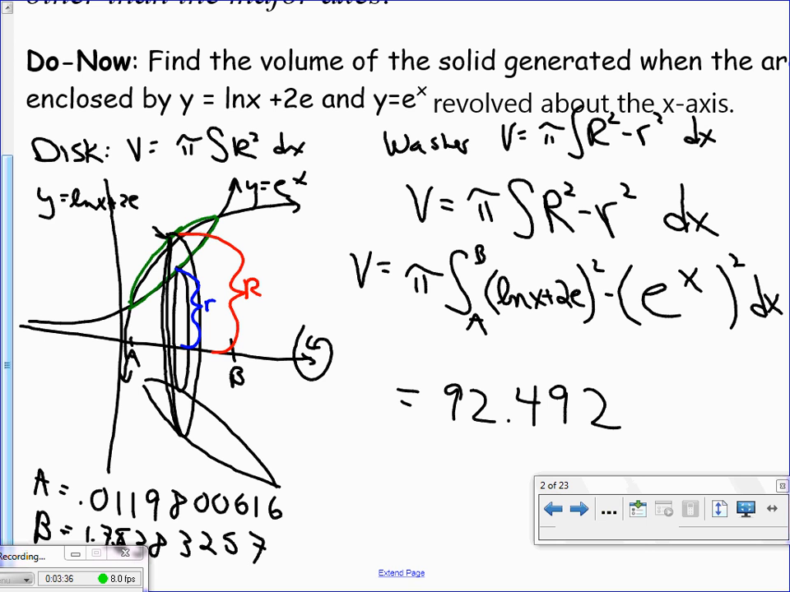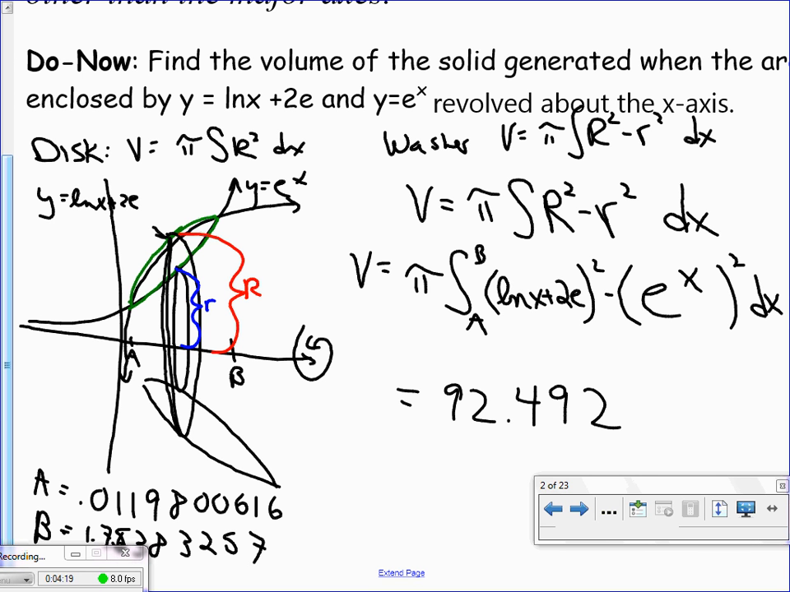Big R is the radius of the entire washer. It's the distance from the axis of rotation to the outside of your original region. And anytime you want to find the length of a vertical strip, which is what big R would be, you do y top minus y bottom. So for big R, y top is on this graph, and on this graph, y equals ln of x plus 2e. What's y bottom? 0. So for big R, it's the ln of x plus 2e. So I put that in this set of parentheses.